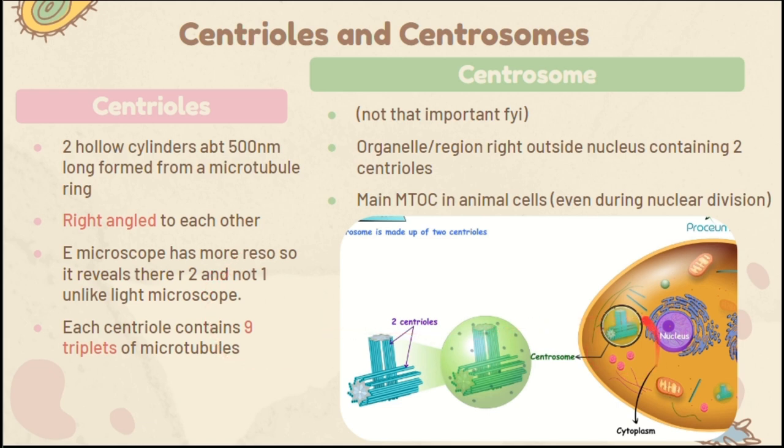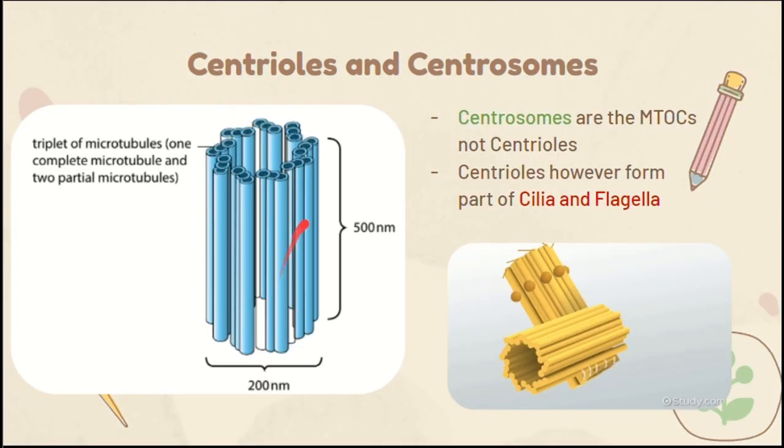The nine triplets here is referring to the structure of the centrioles, which we know are made from microtubules. Three microtubules form a triplet. One, two, three. We arrange nine triplets in this string manner and bam, we get a centriole. And yes, again, 500 nanometers length, as we mentioned before.